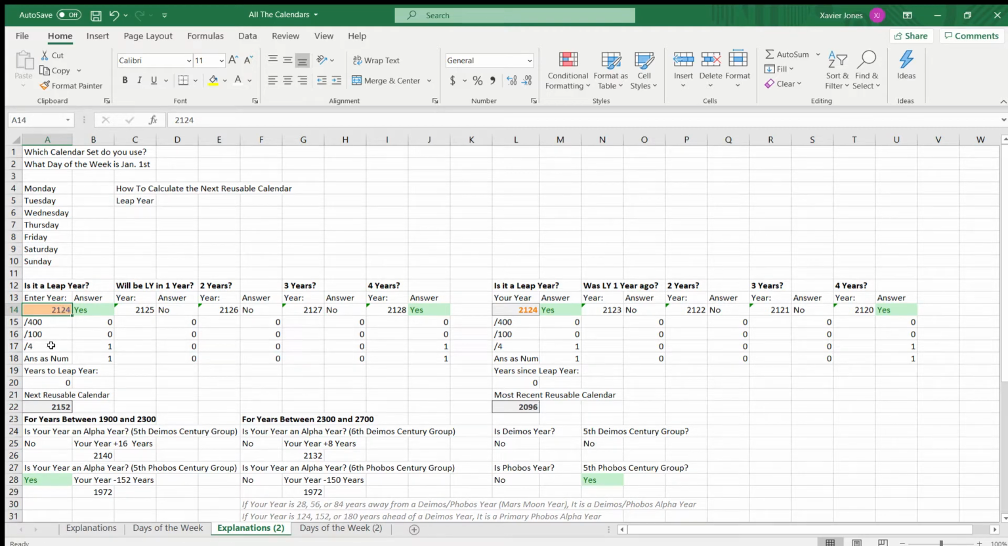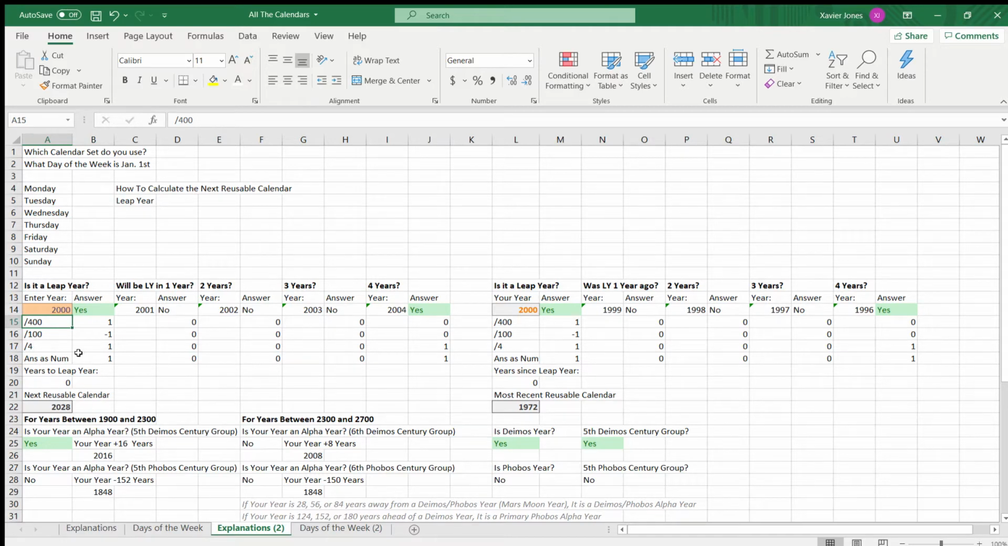Now, to first start off, we got to find out if it is a leap year. If you don't remember, a leap year is any year that is divisible by 4, but not divisible by 100, unless it is also divisible by 400. So, for example, the year 1896 is a leap year, but the year 1900 is not a leap year because it is divisible by 100. However, the year 2000 is a leap year because it is also divisible by 400.